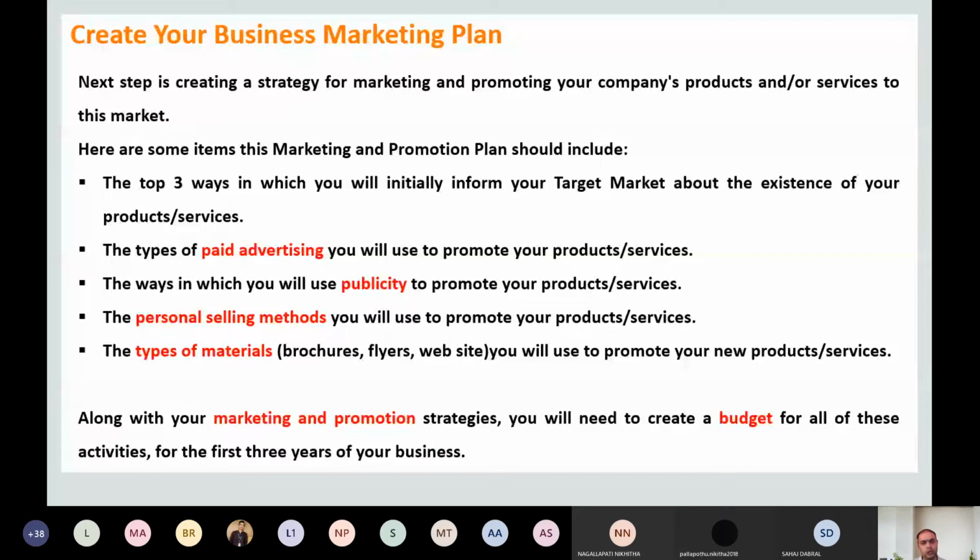But the important thing is that to do all these things, you require a budget, because for publicity or advertising or printing materials, you require a budget, and you should know how you'll create the budget for this, because the first 3 years are about developing the product and making your business reach the customers. So what is important? Budget is very important. Even to do marketing, you need a budget.